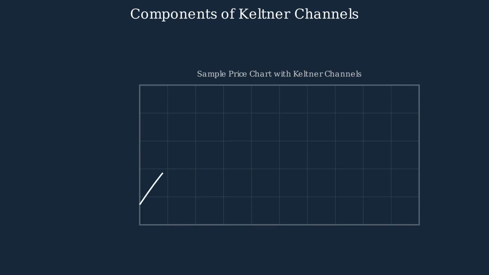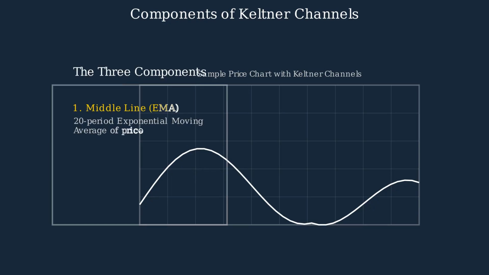Keltner channels consist of three main components that work together to help traders analyze price movements and volatility. To understand these components, let's look at a sample price chart. The first component is the middle line, which is typically a 20-period exponential moving average, or EMA, of the price.